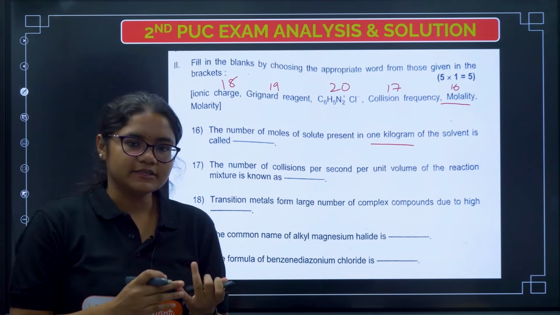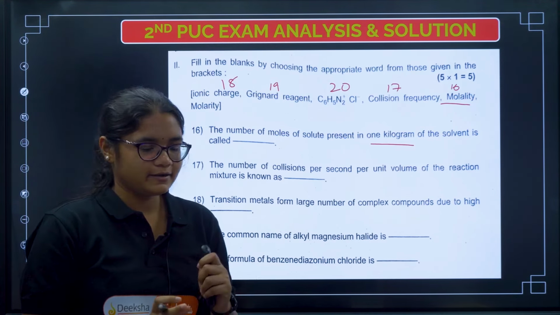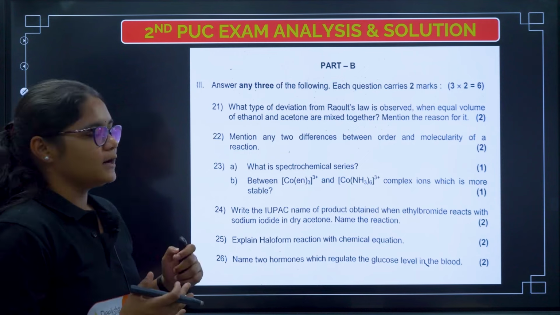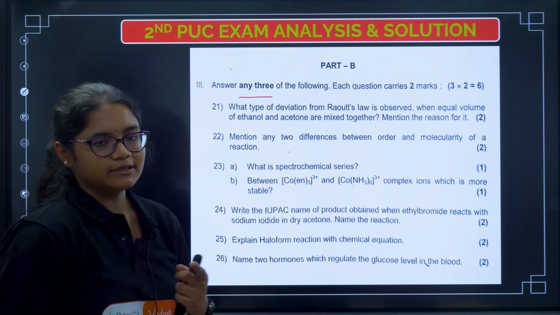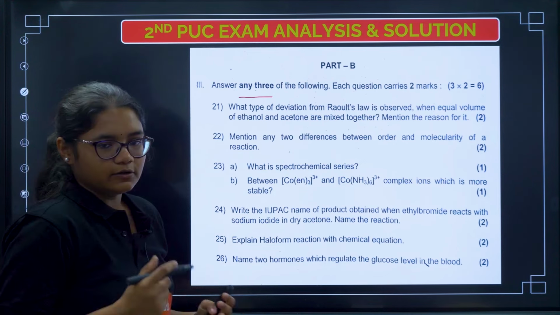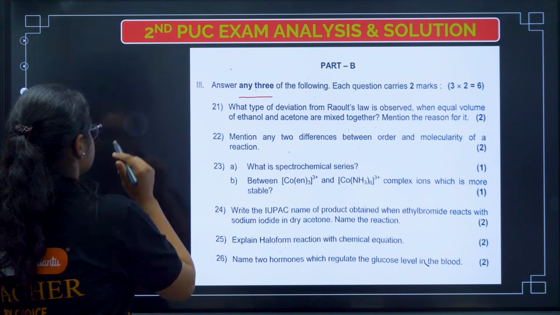So all the MCQs and fill in the blanks were very easy. I hope you would have got all of them correct. Now let us quickly go to Part B. Here you have to answer any 3 questions and each question carries 2 marks. So I'll just tell you what you should have written in the answers to get full marks for these questions.